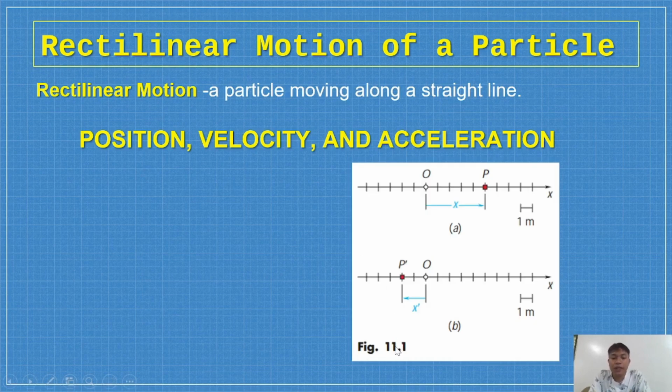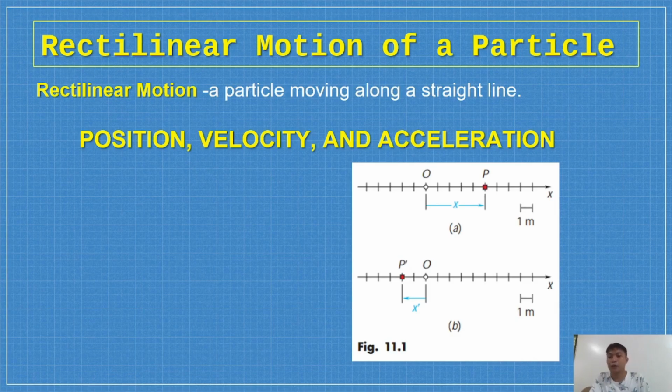Figure 11.1 illustrates the position. To define the position P, we have to choose our origin, O, here. There is x here, the distance traveled. To define this P here with a correct sign notation, since this P moves in the positive axis of our straight line, this one has the positive sign.